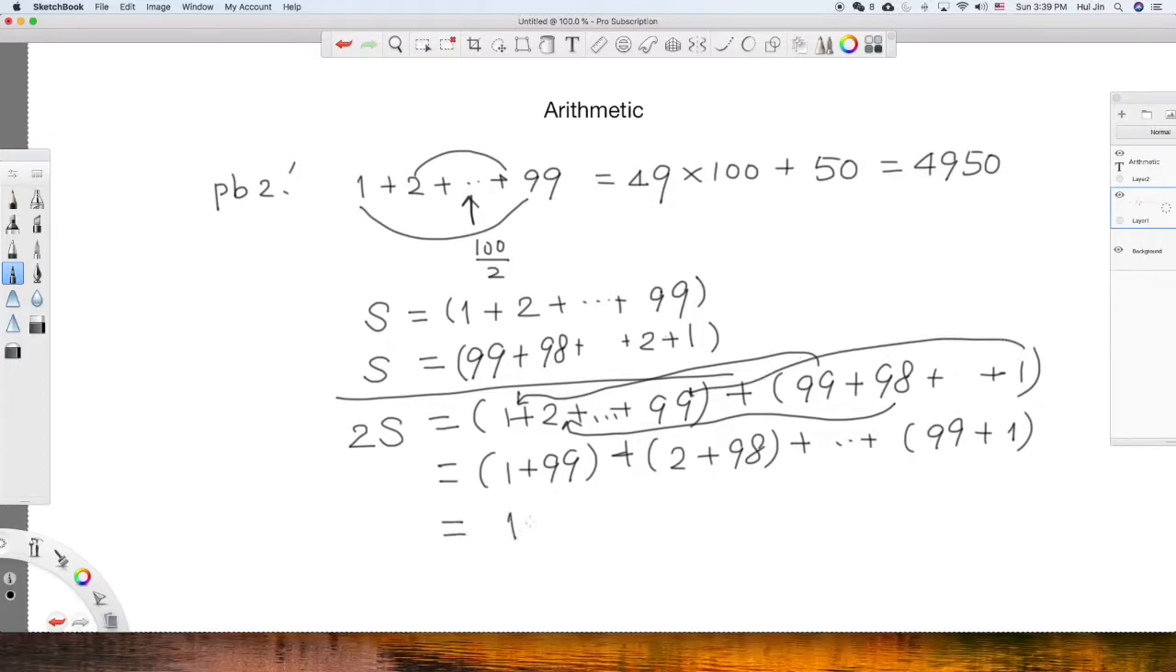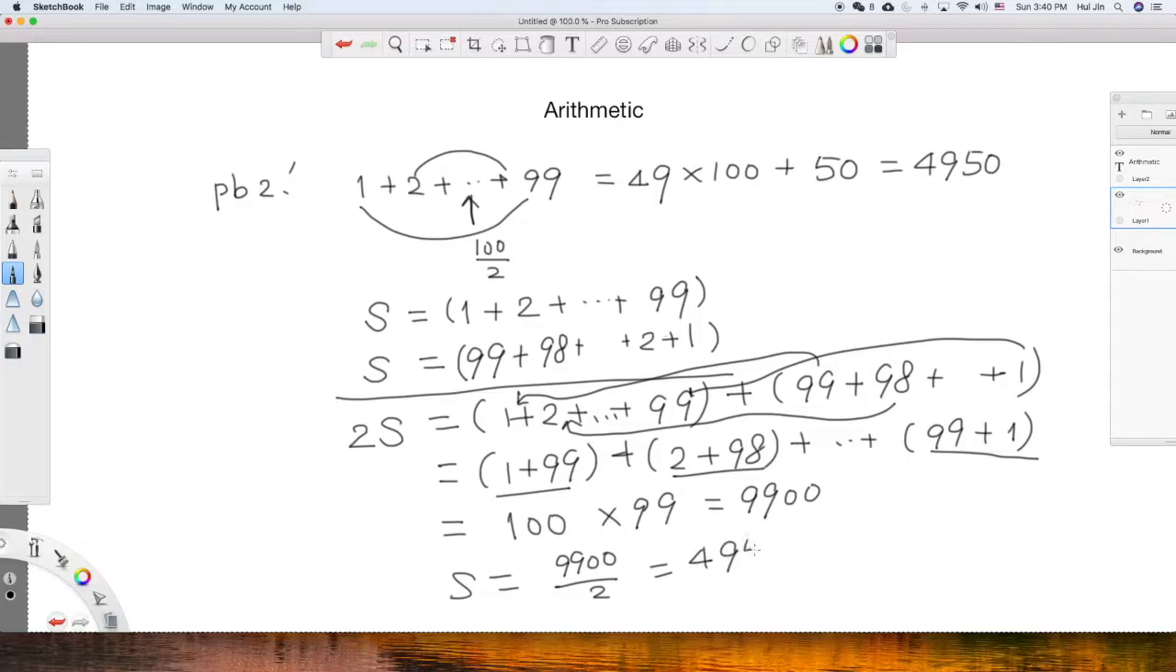And this equals 100 times, because each parentheses adds up to be 100. Nice. But how many terms? Okay, in terms of how many terms, again, you look at each pair. The first number in this sum is 1, 2, all the way to 99. So there are 99 terms. So this equals 9900. So 2S equals 9900, S equals 9900 divided by 2 equals 4950.